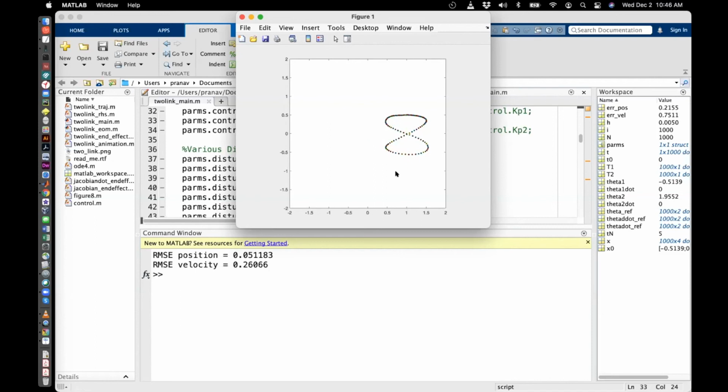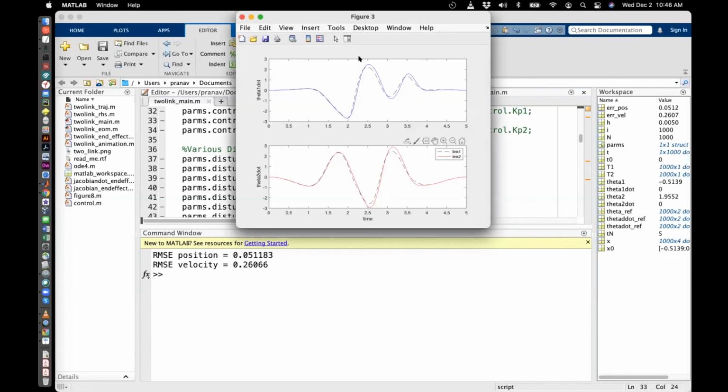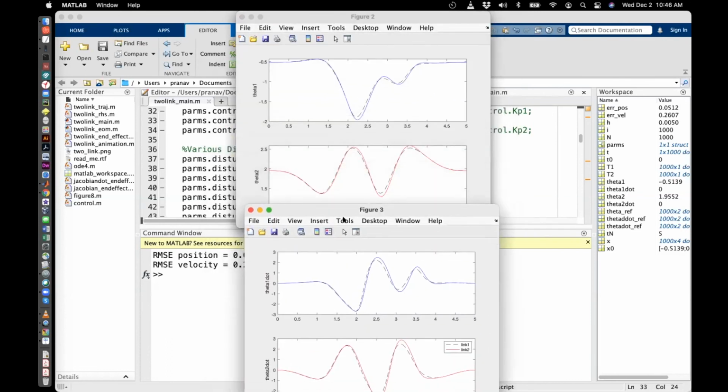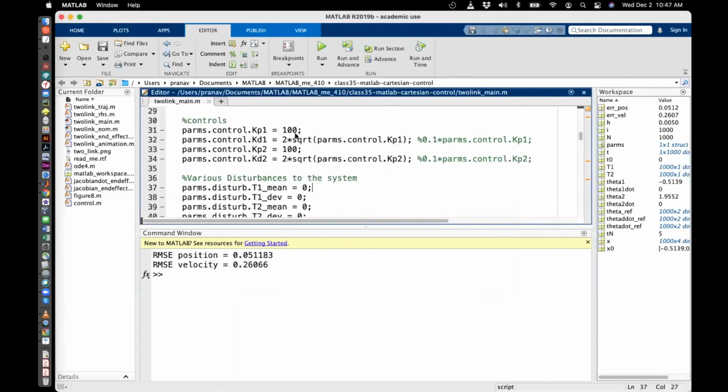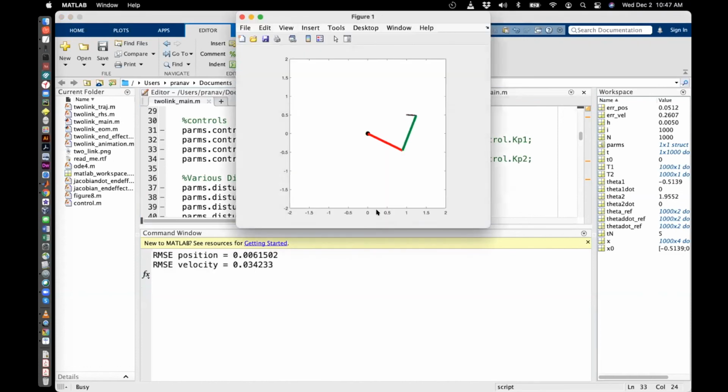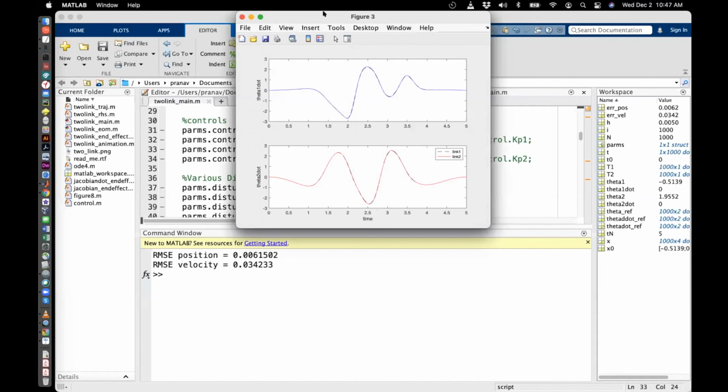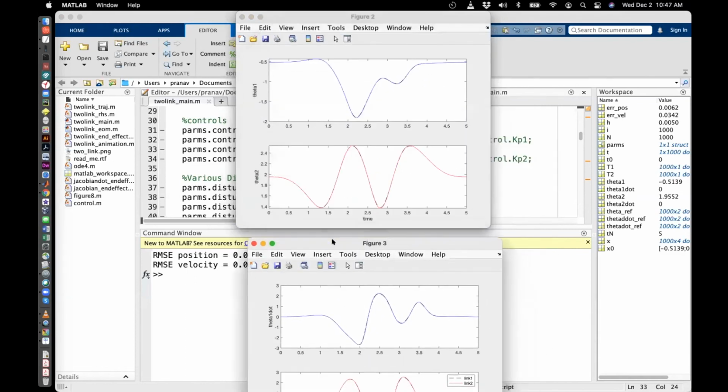Okay, it's much better. You can see that tracking is significantly better than previous. And if you keep ramping this up to say 1,000, then you'll see that there's no visible difference between the reference and the actual velocity and actual position. And you can also see that the RMSE value goes down to almost 0, about 1e negative 2. Okay, there's the tracking for the velocity and the tracking for the position.